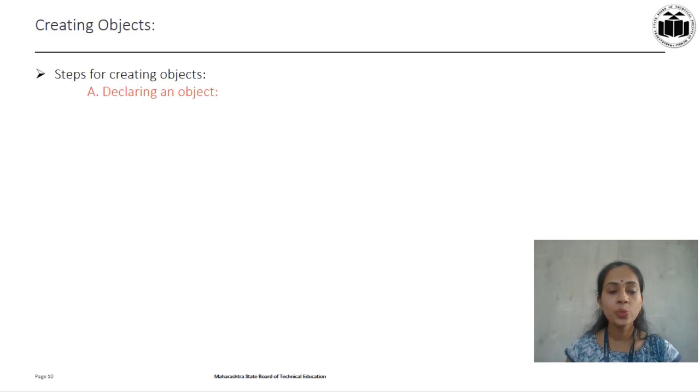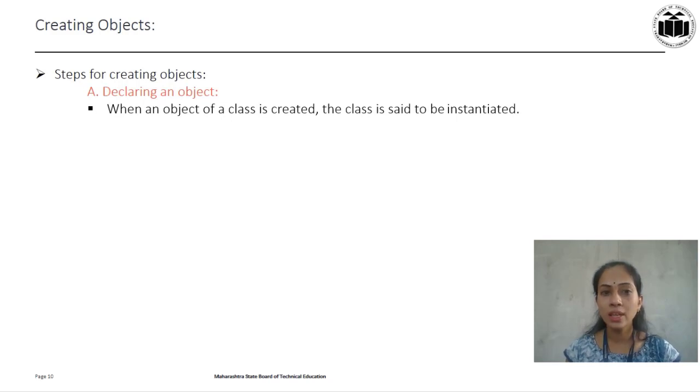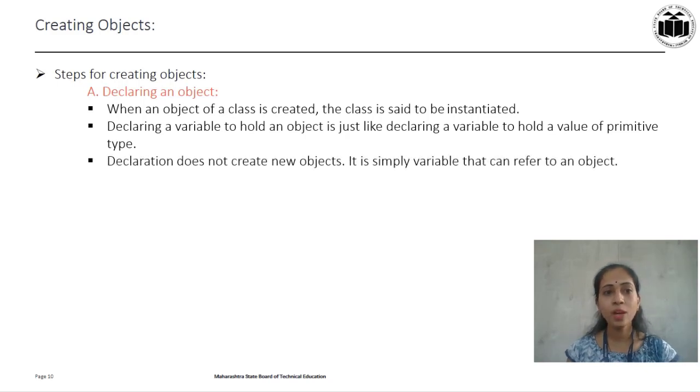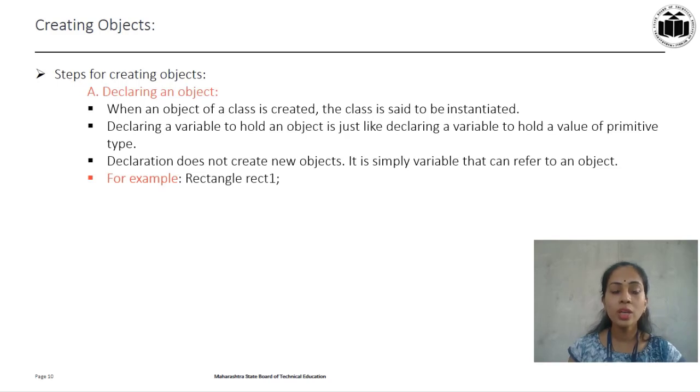There are 3 steps to create an object. First step, how to declare an object. When an object of a class is created, the class is said to be instantiated, meaning we have created the object. Declaring a variable to hold an object is just like declaring a variable to hold a value of primitive type. Declaration does not create a new object. It's simply a variable that can refer to an object. For example, Rectangle rect1. So here rect1 is the object of the Rectangle class. So here we have declared the rect1 object of the Rectangle class.